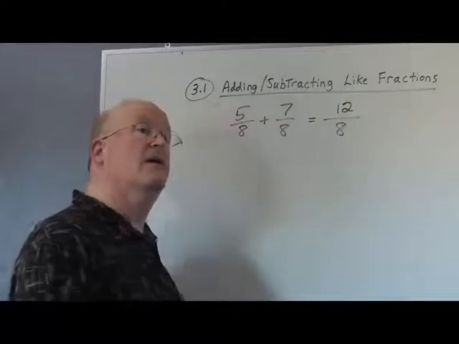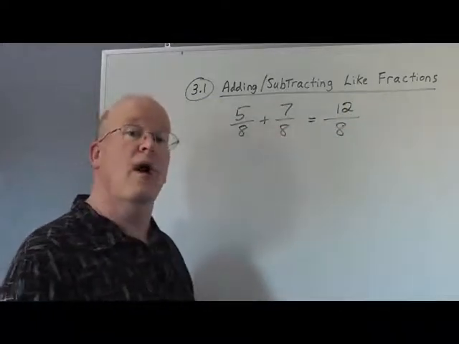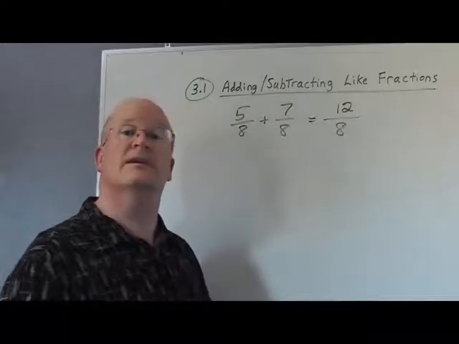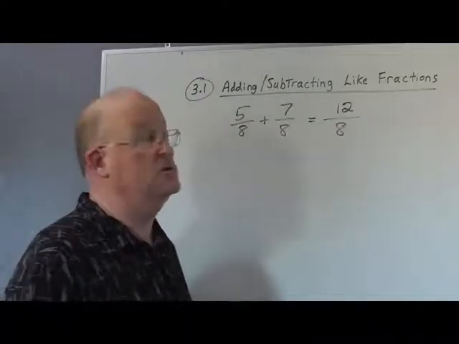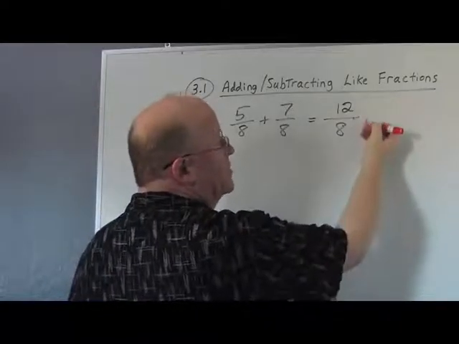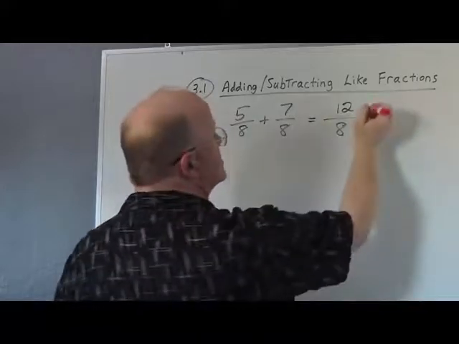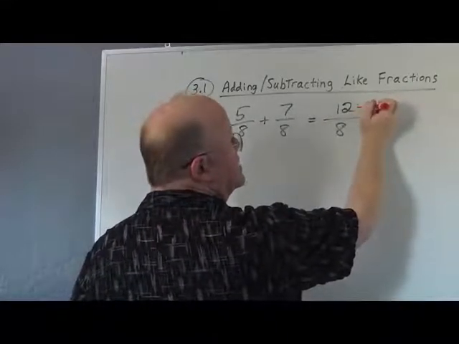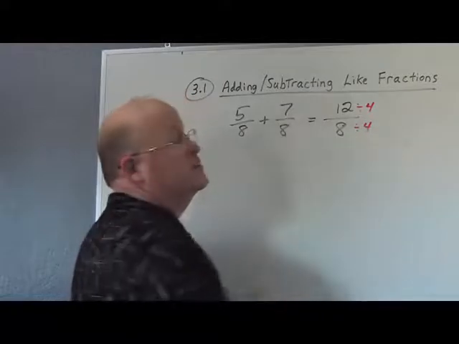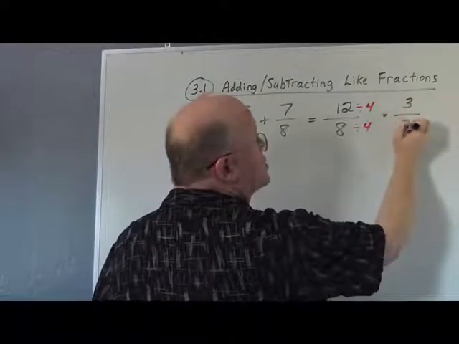Now this time, unlike the last problem, we can reduce our answer. We always want to reduce our answers even if the directions do not tell us to do so. And we can do that by dividing out a common factor. You might first divide each by 2, or if you notice that 4 goes into each 12 and 8 evenly, we can divide each by 4 here and get 3 over 2.